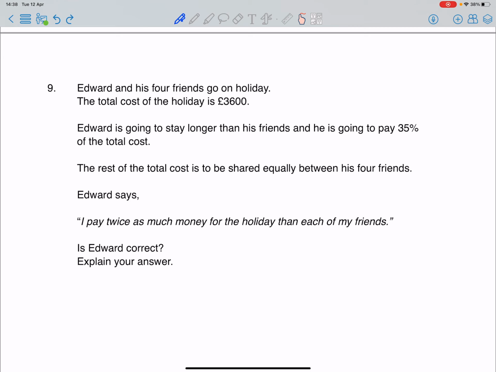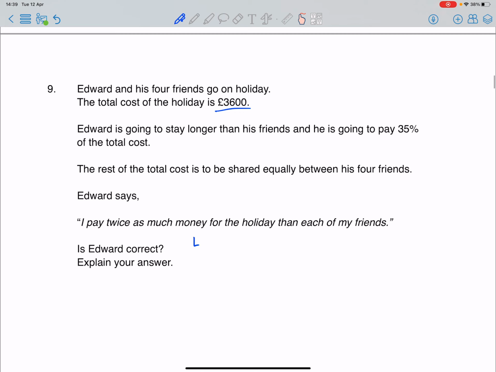To be honest, we don't actually need the £3,600 to be able to work out whether his statement is correct. And I'm going to show you how. So we could do the thing where we work out 35% of 3,600 and then take it away from 3,600 and divide by 4 and then find if that number works. But if you know that Edward pays 35%, that means that the 4 friends between them pay 65%.